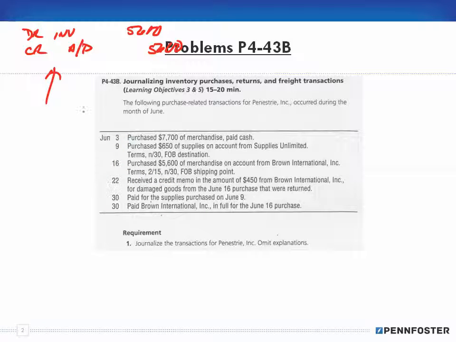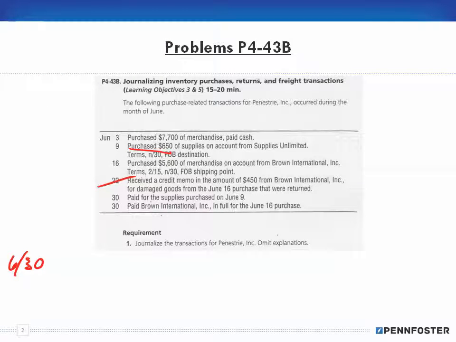Okay, so that was through 622. All right, so on 630, it says here, paid for the supplies purchased on June 9th. So the entry we had made on June 9th for the purchases was a debit to supplies and a credit to accounts payable, and that was for the $650, right? So it's saying here paid for the supplies purchased on June 9th.